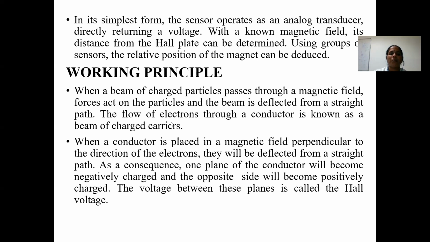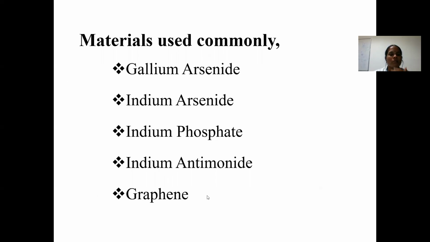So, working principle: when a beam of electric charge passes through a magnetic field, force acts on the particle and the beam is deflected from the straight path. The flow of electrons is a beam of charged carriers. When the conductor is placed in the magnetic field perpendicular to the direction of the electrons, they are deflected from the straight path, thereby creating a voltage difference between the two planes, which is called the Hall voltage. The materials used in Hall effect sensors are gallium arsenide, indium phosphide, indium antimonide, and graphene. Mostly gallium arsenide is used.